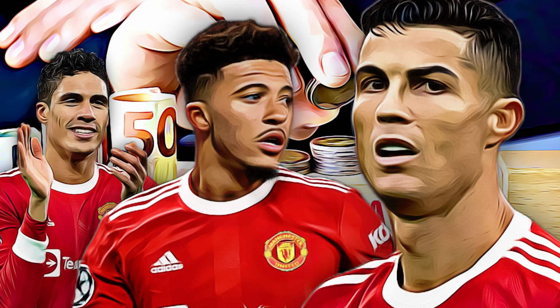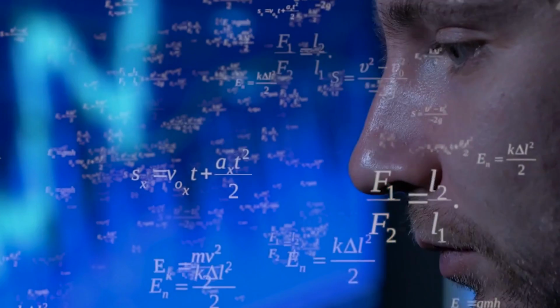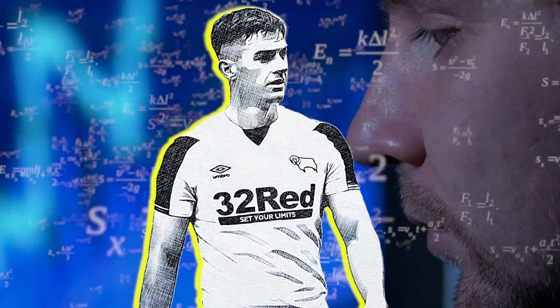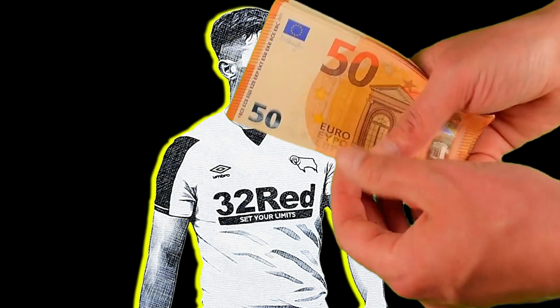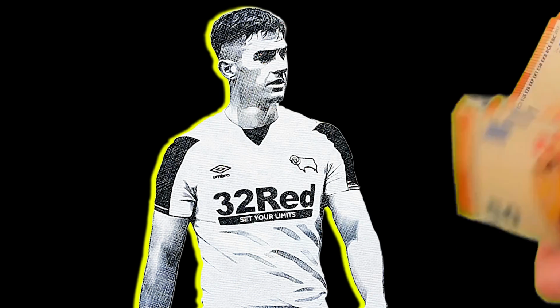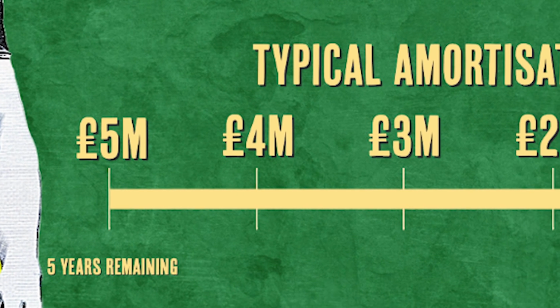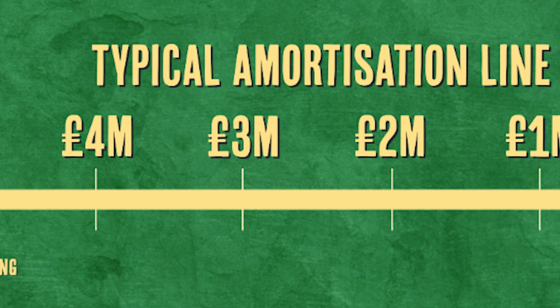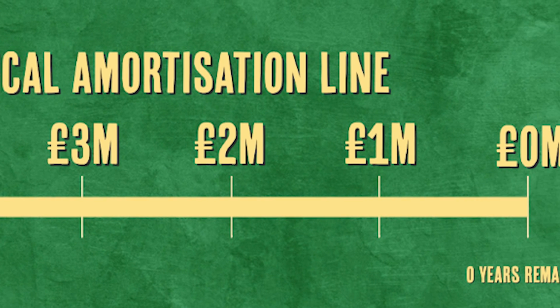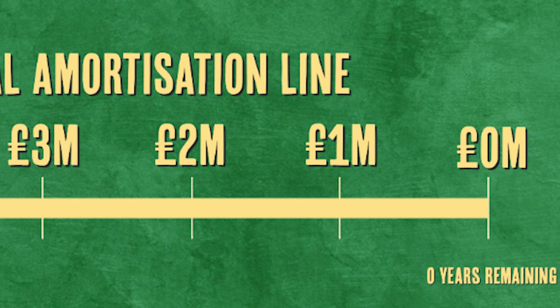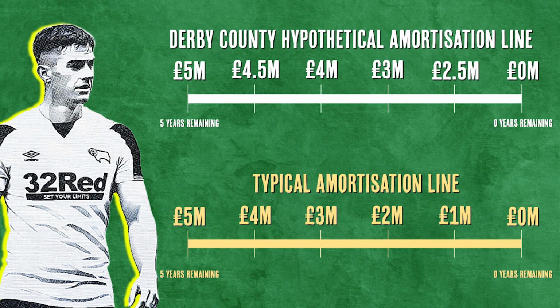So what did Derby do then that was so bad to get a 9-point deduction for incorrect amortization practices? Let's use Tom Lawrence, their captain, as the example. Tom Lawrence was signed to Derby for around £5 million, and he did sign a 5-year contract. Now remember that rule that every team in the English Football Leagues needs to follow? Using a straight line amortization, Derby County would have to show a £1 million loss on Tom Lawrence's contract each season. What they did instead was they made up their own values of the players and contracts.